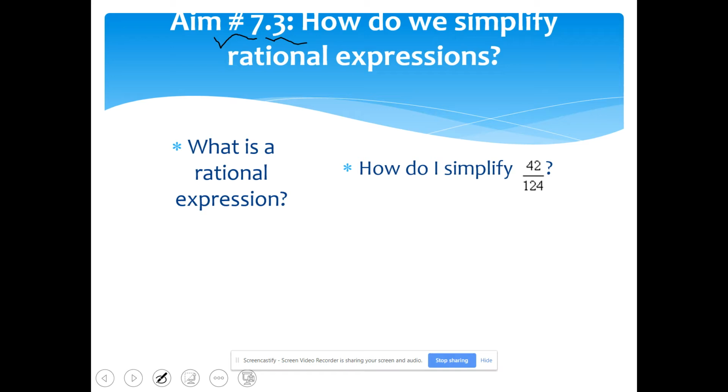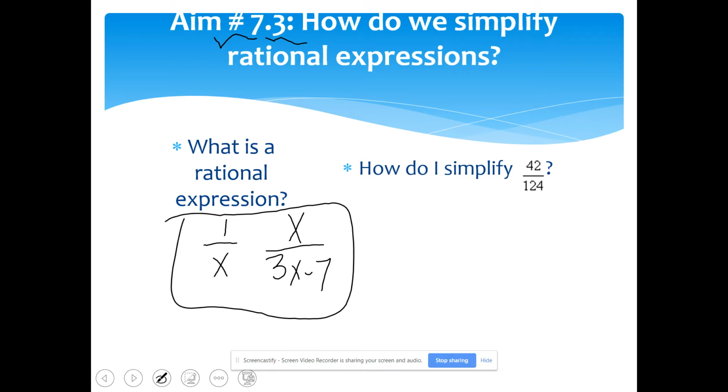So what is a rational expression? Well, remember we talked about it's a fraction with a polynomial. So x is a polynomial, 1 over x is a rational expression. X over 3x minus 7 is a rational expression. So anything that would look similar to these. They are also fractions. So we're going to go back and start talking about simplifying regular fractions.